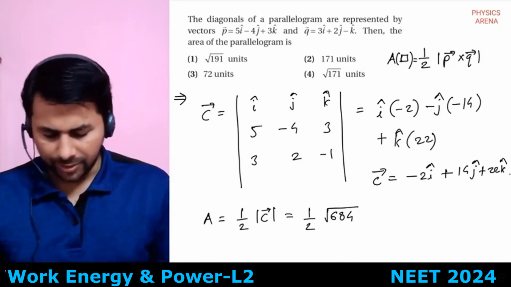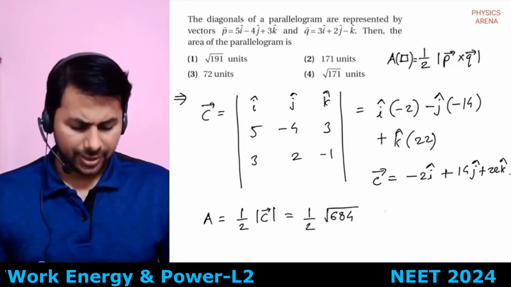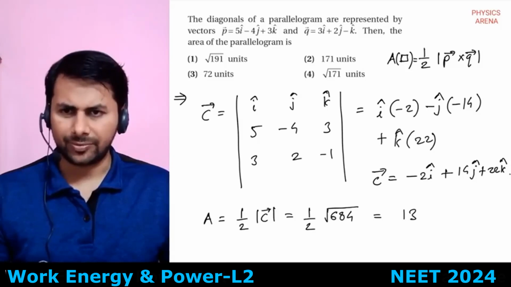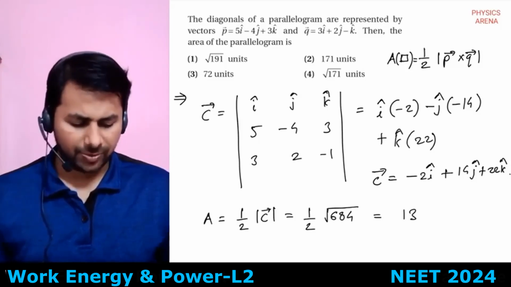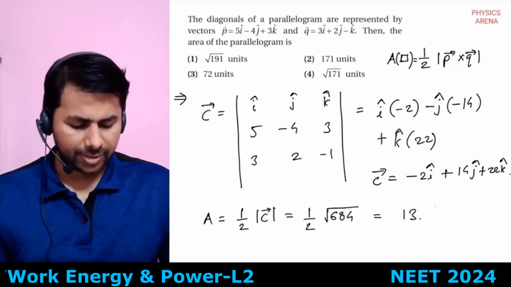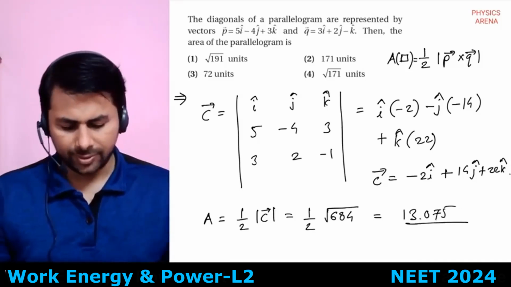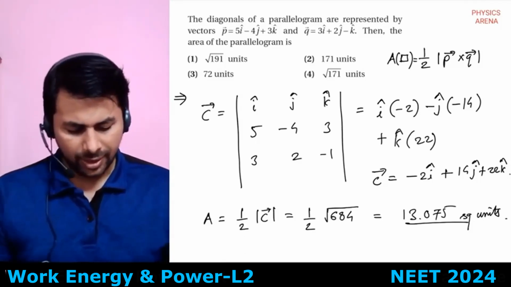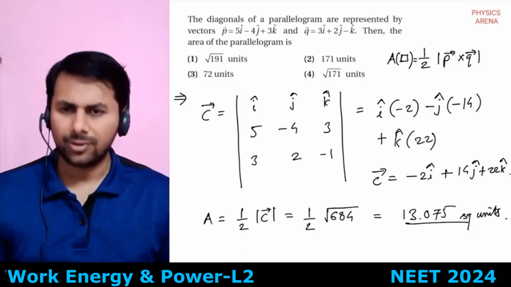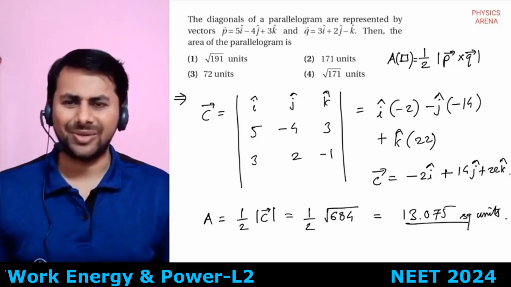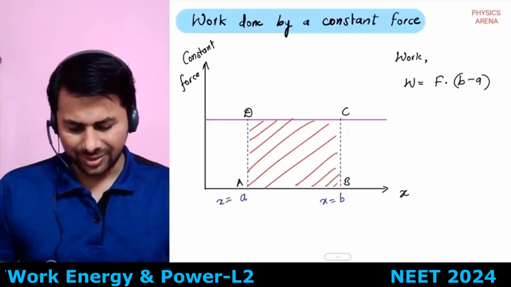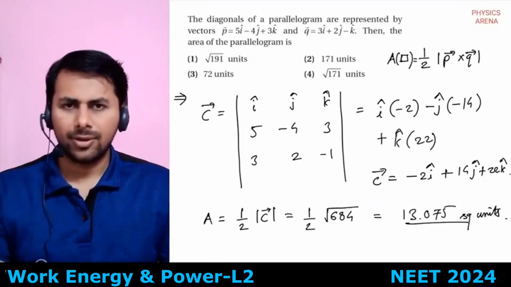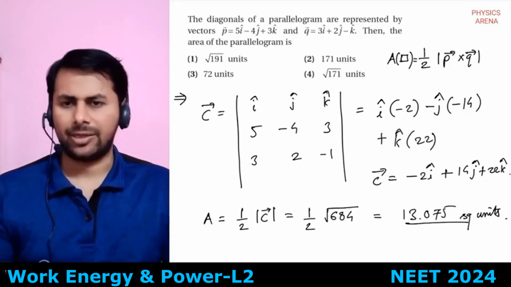Answer would be something around, you said, 26.15. So it will be 13 point something, 075 square units. Right? So this is the answer. But this is how we will find out given the question. All right, so let us stop here. Tomorrow we'll move on to the next part of the chapter.